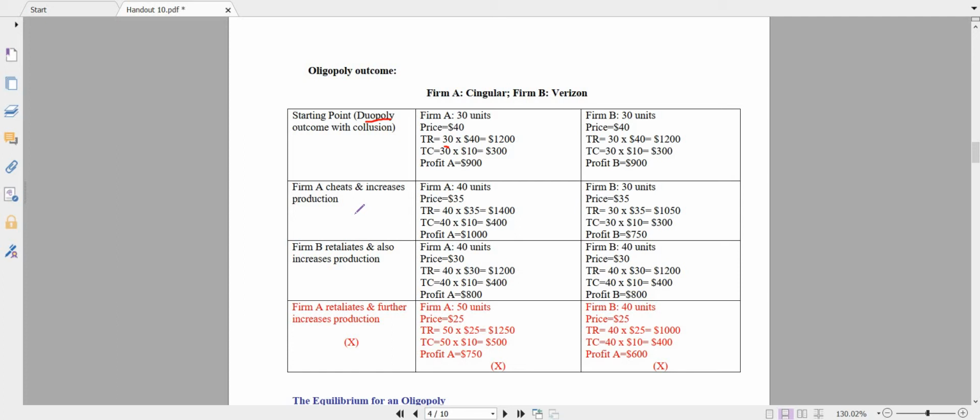Let's suppose that firm A cheats and increases its production. So firm A is thinking that firm B is going to remain true to the agreement and will continue to produce 30 units. So firm A decides to be selfish and it increases its production to 40 units. Now you can work out for yourself that 40 is being produced by firm A, 30 is being produced by firm B. That makes a market production equal to 70 units.